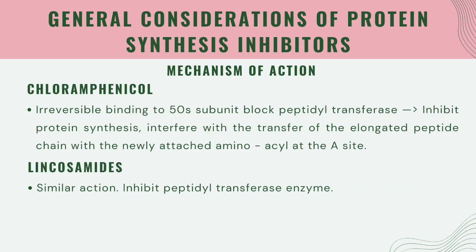Chloramphenicol binds irreversibly to the 50S subunit of the ribosome. This binding inhibits the peptidyl transferase activity of the ribosome, blocking the transfer of the growing peptide chain from the P site to the newly attached amino acid tRNA at the A site. This action effectively halts protein synthesis by preventing the elongation of the polypeptide chain.